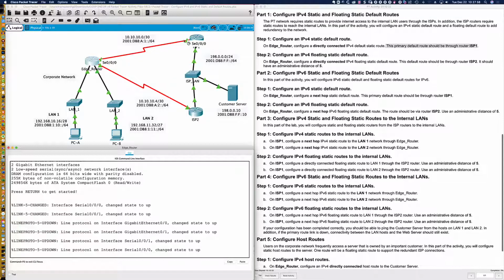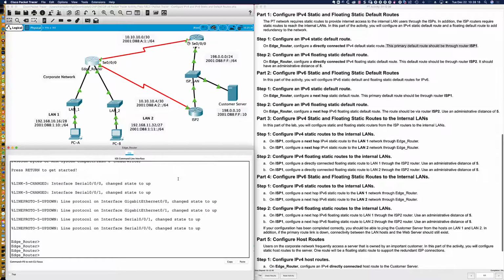There are only two devices, one device on this end, one device on that end, because it's point-to-point by definition. You're only going to have two devices involved in the communication here. So all I need to do is tell the edge router, throw that traffic out serial 0/0/0. So let's get onto the edge router.